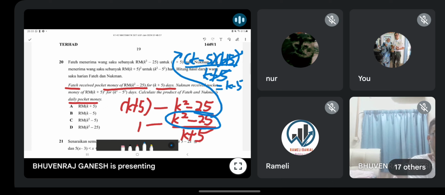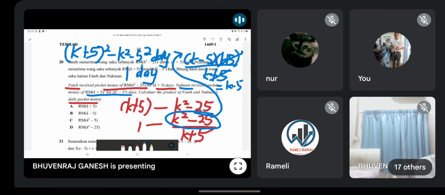But you must still find another person lah. Kamu kena cari untuk Nukman. Okay, Nukman, this is the info. Okay, K plus 5 square. This one is the money. Yeah? K plus 5 square for K square minus 5 square day. So, this is day. Bilangan hari. So, satu hari, one day, you will get K plus 5 square bahagi dengan K square minus 5 square.